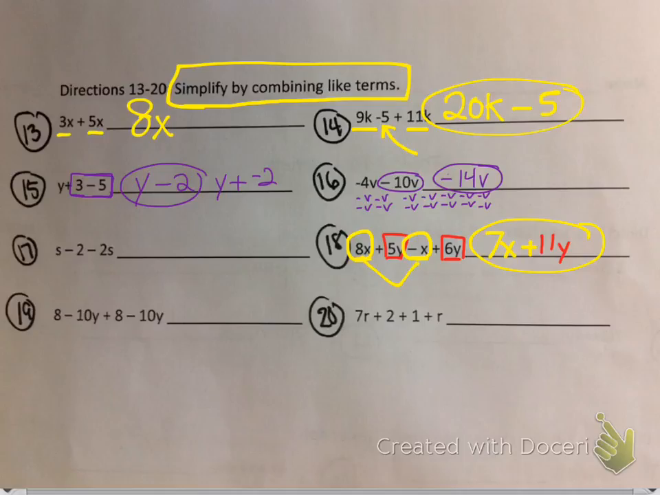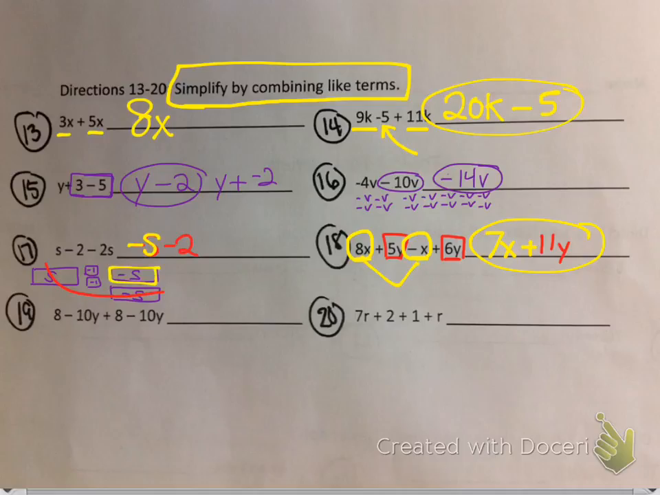Uh, 17 looks tricky. I'm going to use algebra. So there's s, -2, and -2s. So now I have a picture. I can just cancel out the positive with the negative. So again, those cancel each other out. And that leaves you with -s -2.